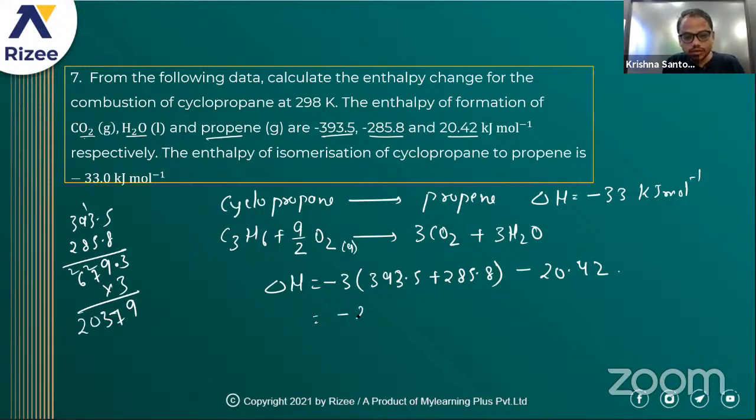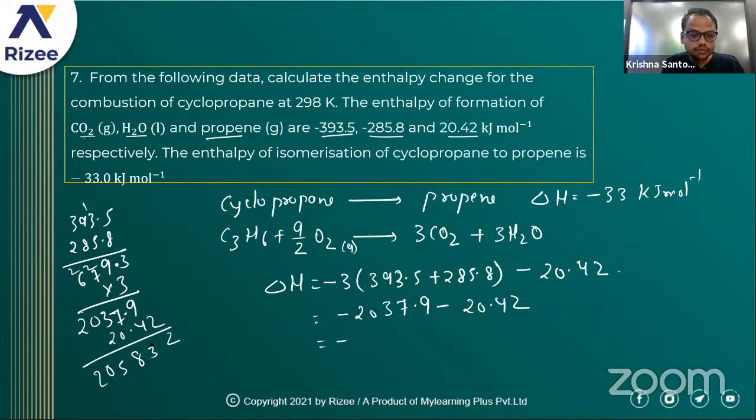So minus 2037.9 minus 20.42, that will be equal to how much? So 2037.9 plus 20.42 is 2058.32. So here delta H value is minus 2058.32. Now add these two, propene will cancel, and you will get the combustion of cyclopropane.